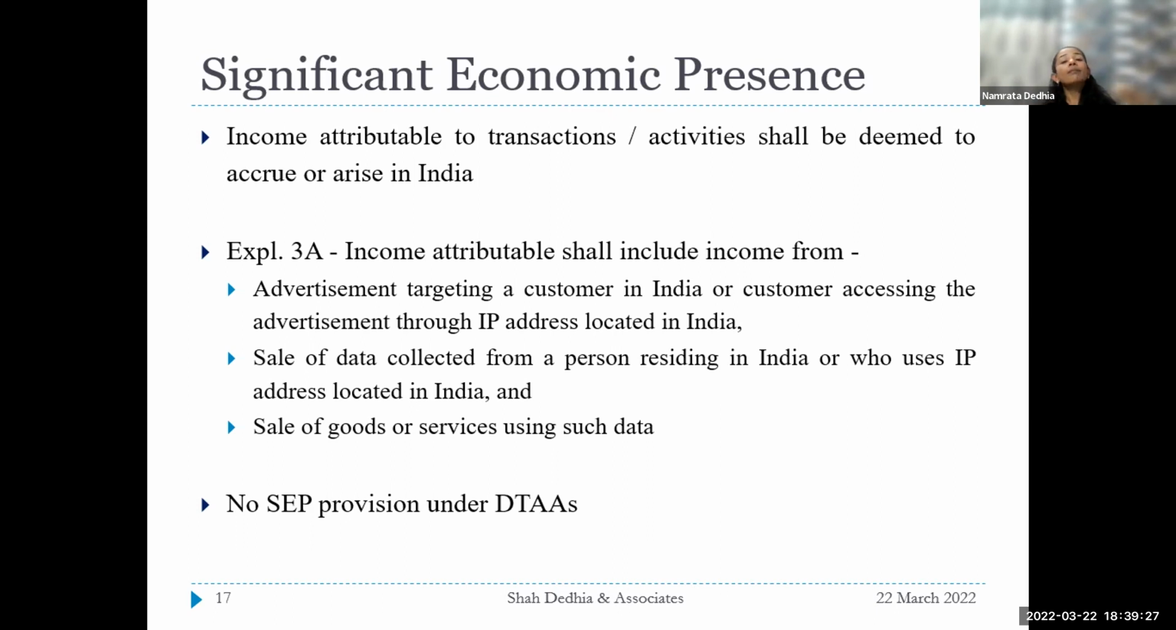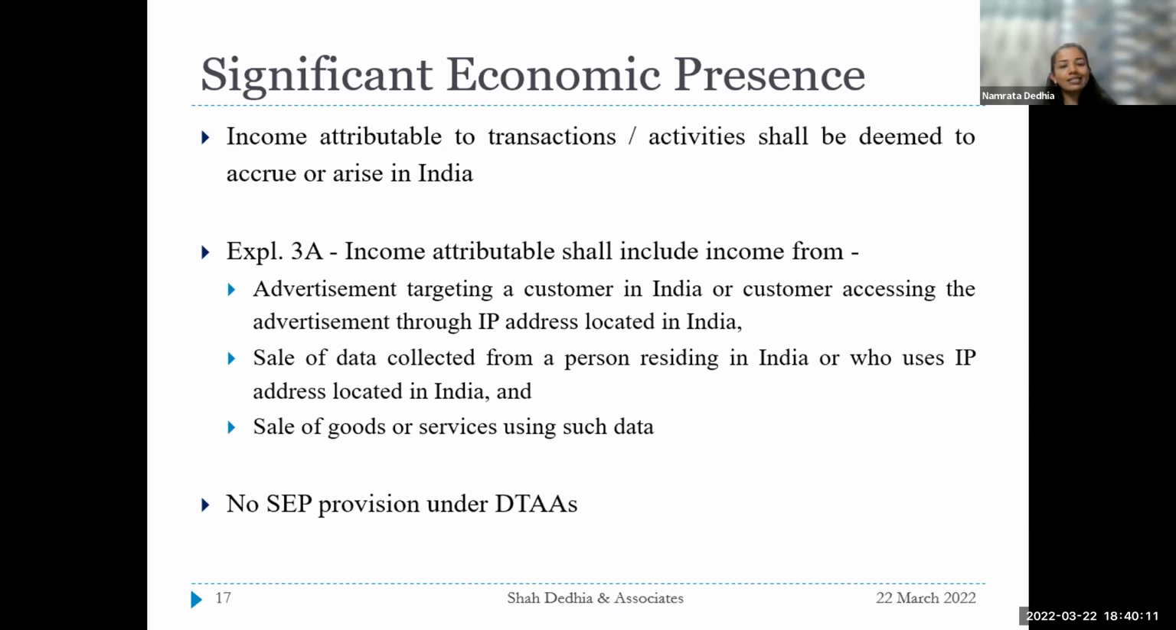And lastly, when the businesses who have purchased this data are targeting you for advertisements, are selling you their products through their ads, then income from that sale of goods or services will also be considered as income attributable to the transactions relating to SEP. So it covers the entire ecosystem where the person who is selling you goods and services, the person who is selling data to that business, the person who is targeting advertisements to you, everything is considered as income attributable to transactions or activities in India, assuming, of course, the threshold limit of 3 lakh users is satisfied.